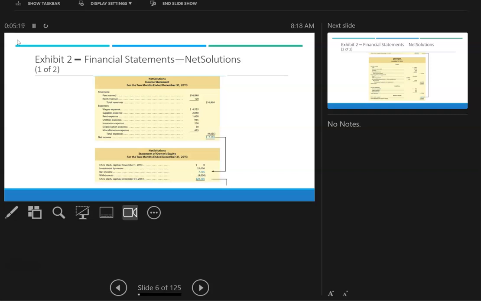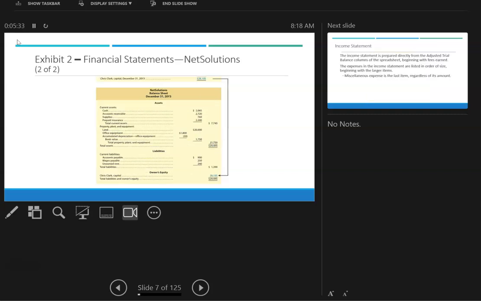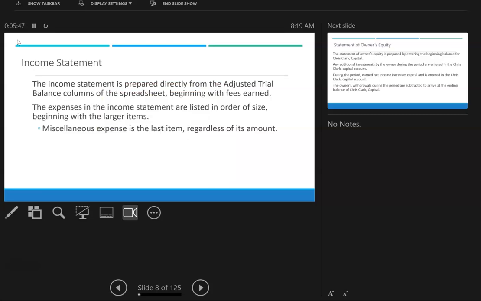Again, I said in the order, the income statement, the statement of owner's equity, and then the balance sheet. So the income statement has to be prepared first because we need to know the net income in order to then prepare the statement of owner's equity. And then we need to have the statement of owner's equity in order to prepare the balance sheet. So just know we always prepare them in that order, okay? Income statement first, then the statement of owner's equity, then the balance sheet.